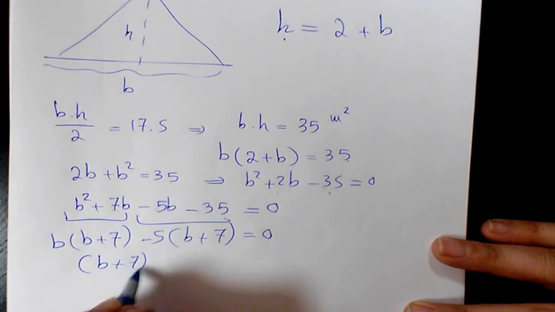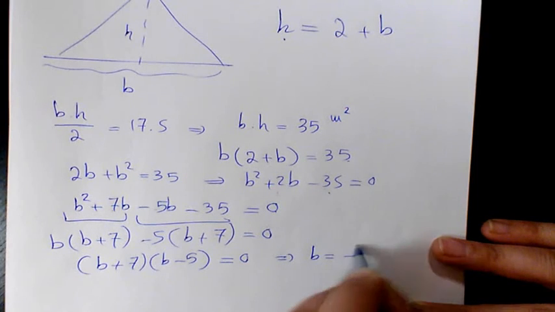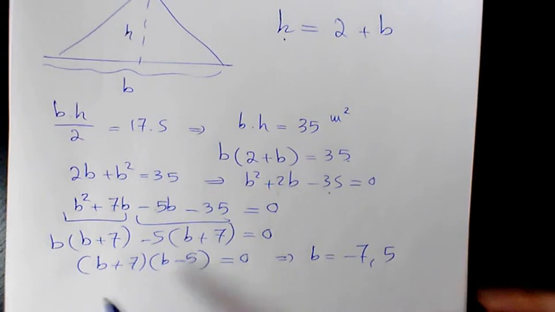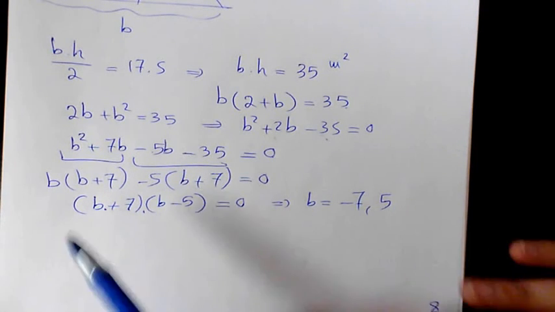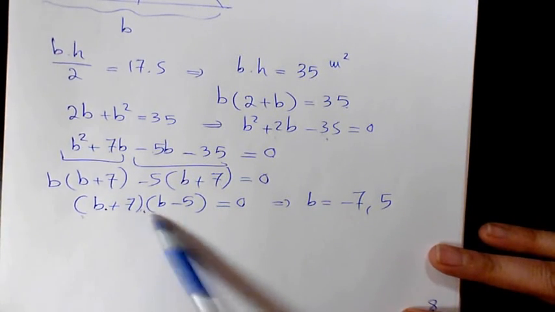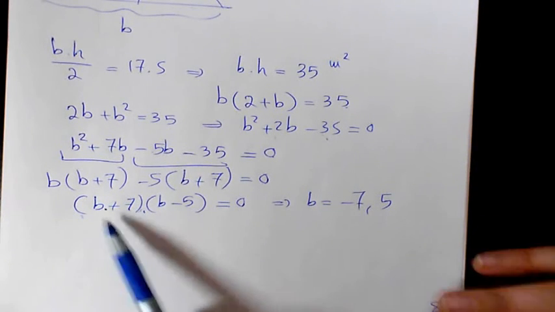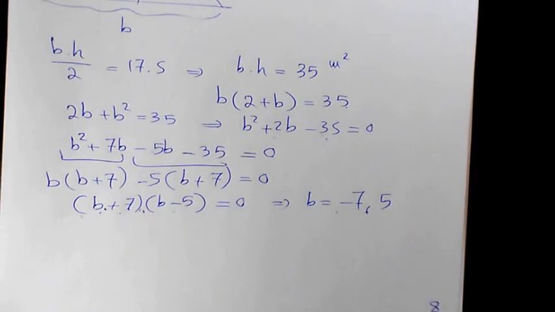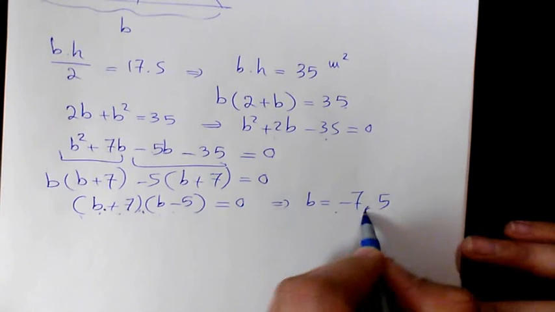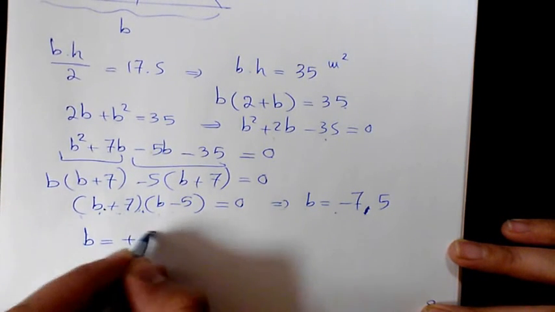Just need to write it quickly. Save some time. So one answer here: b plus 7 times b minus 5 equals 0. It means that either this one is 0 or this one is 0, because you know 0 times any other expression is going to be 0. So when b plus 7 is 0, it means that b is negative 7. When b minus 5 is 0, it means that b equals positive 5. So I'm going to say b equals positive 5.